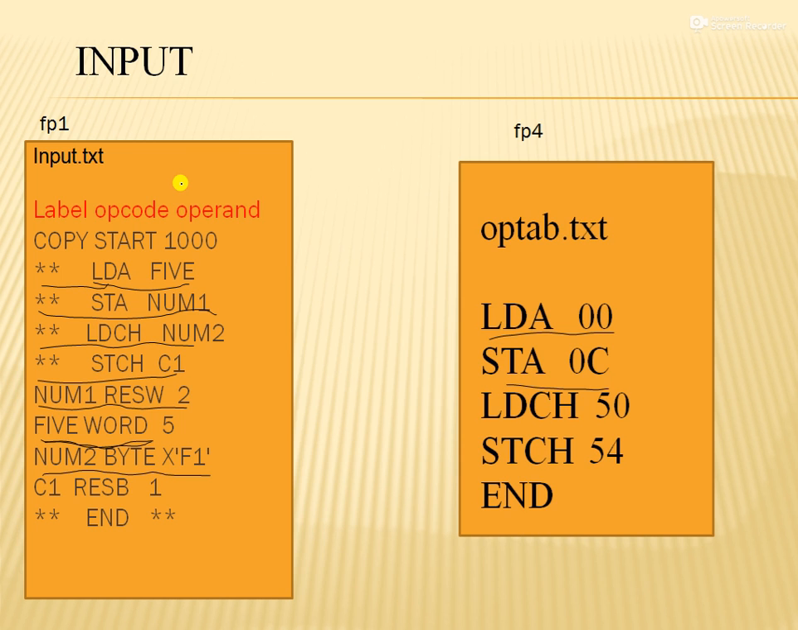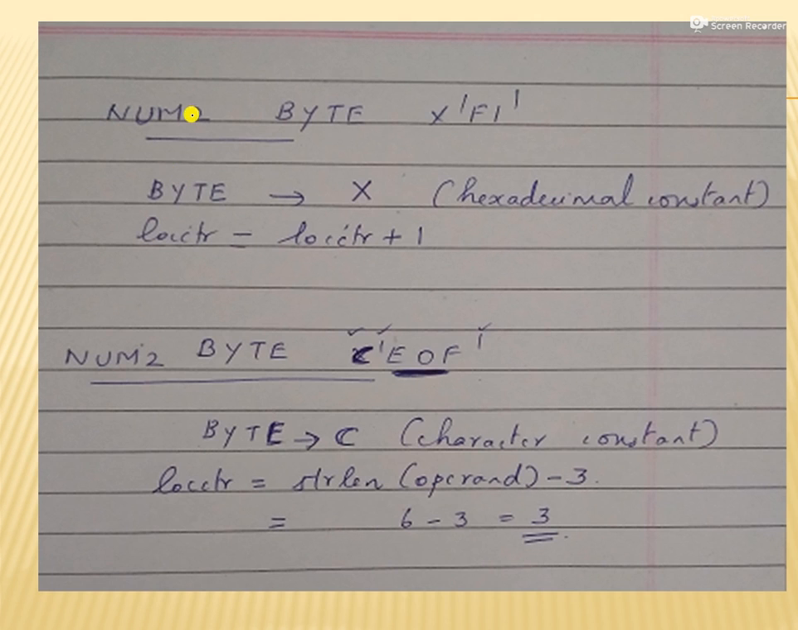Just see this. If we have num2 byte xf1, this x actually represents a byte constant, that is, a hexadecimal constant. In the case of a hexadecimal constant, this value always represents 1 byte. That means this f represents a half byte, so this is 1 byte. So we are just incrementing the location counter by 1 if it is a hexadecimal constant. We are storing this operand value in an operand array, and we are checking whether this operand of 0 is x.